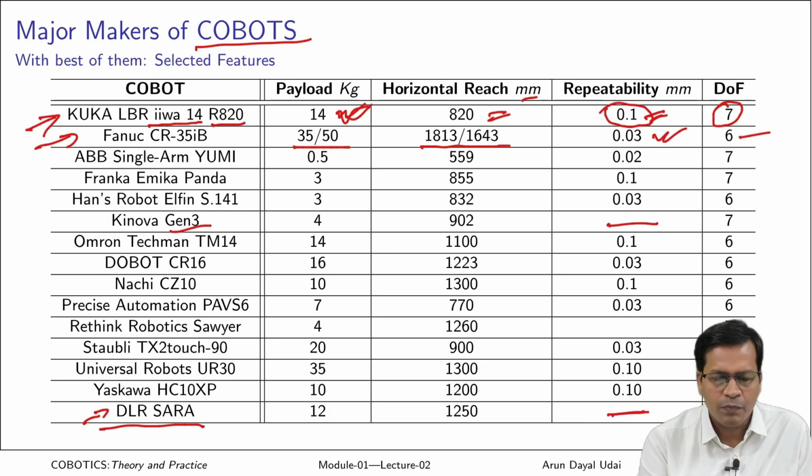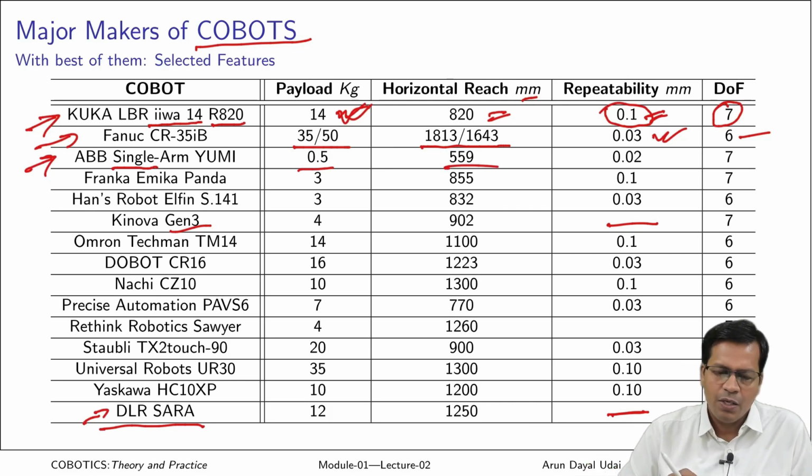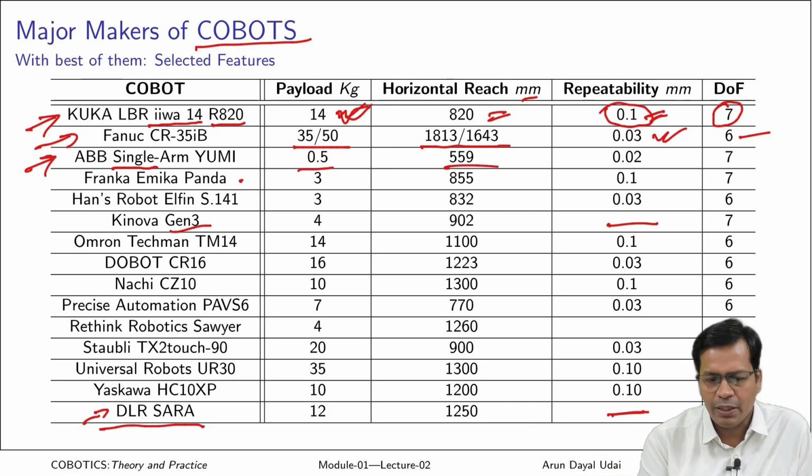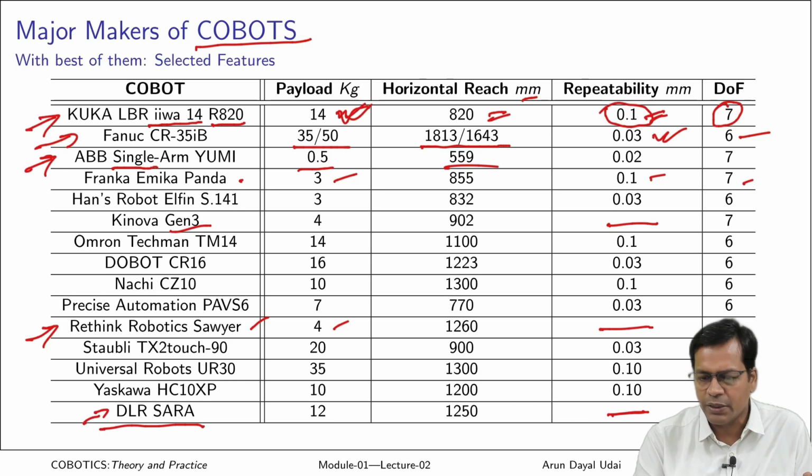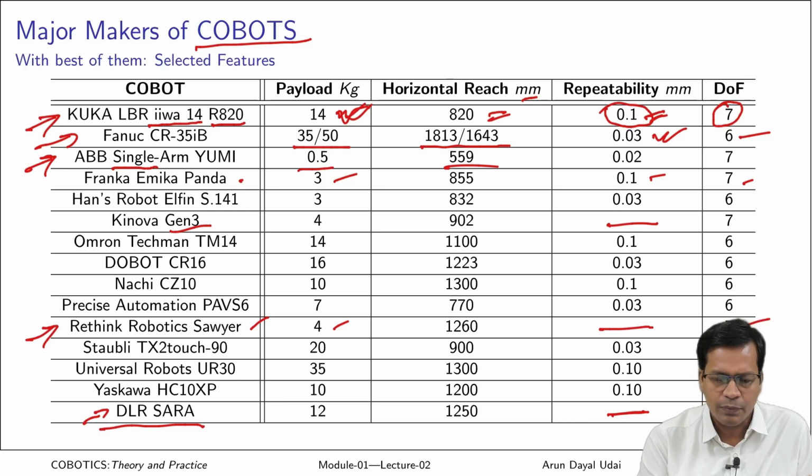It is 6 DOF. ABB YuMi, a single arm that I have mentioned here, but there is also a dual arm version. Franka Emika Panda is there, that is a 3 kg payload, with this repeatability, and 7 DOF. And then a quite popular one, maybe Rethink Robotics Sawyer. There is Baxter also. It is a 4 kg payload. Baxter is dual arm, Sawyer is single arm. This doesn't mention its repeatability again. It's a 7 DOF robot.